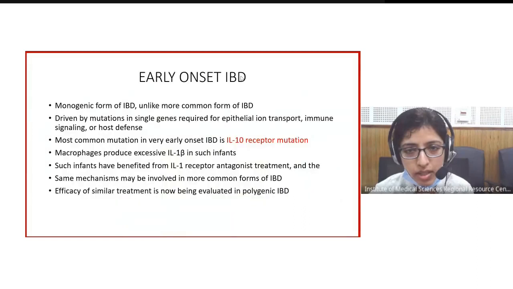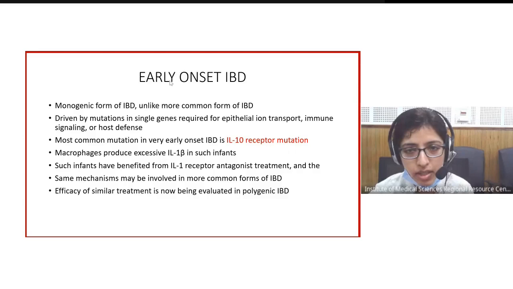Now, there is an entity called early onset inflammatory bowel disease. Unlike the common form of IBD, this is a monogenic form. That is, not many genes are implicated, it is usually driven by single or few gene mutations, like those required for epithelial ion transport, immune signaling, or host defense. The most common mutation in very early onset IBD is the interleukin 10 receptor mutation. Macrophages produce excessive interleukin 1 beta in such infants, and they therefore benefit from interleukin 1 receptor antagonist treatment. And the same mechanisms may be involved in more common forms of IBD.